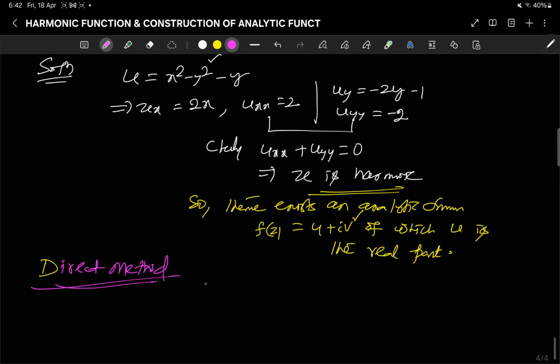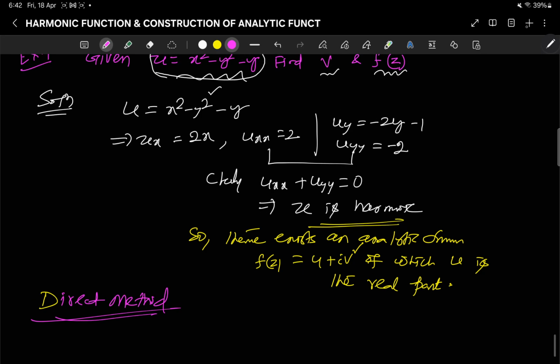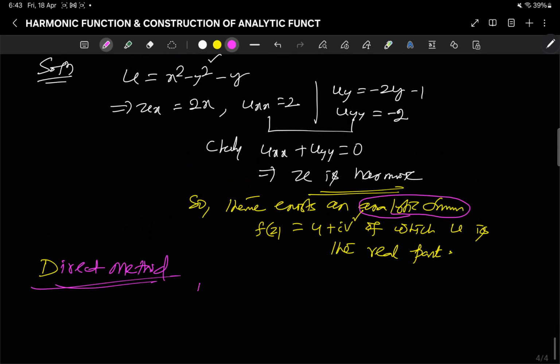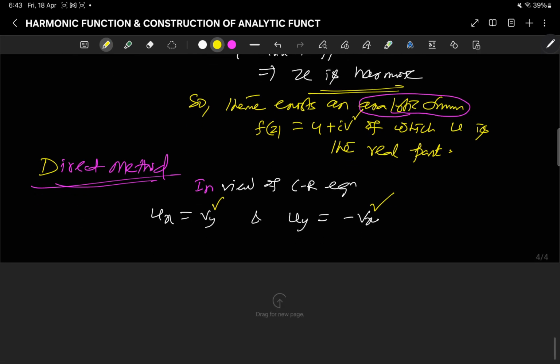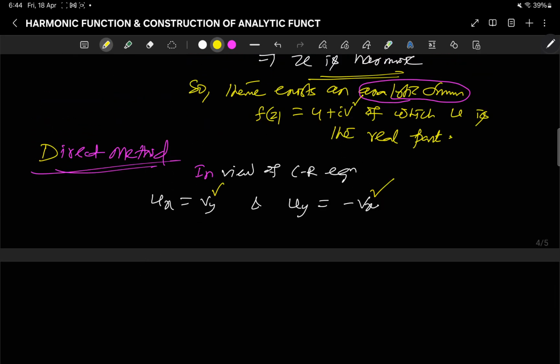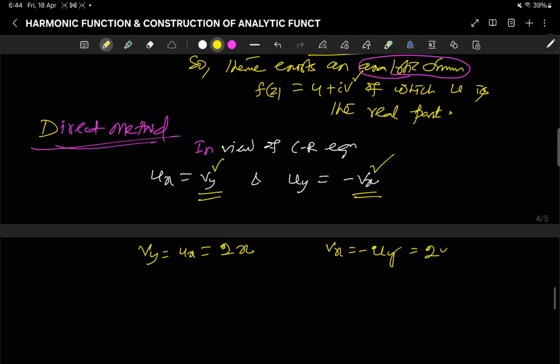By direct method, you have Ux is equal to Vy. Since this leads towards an analytic function, analyticity implies the Cauchy-Riemann equations. In view of the CR equations, here Ux is equal to Vy and Uy is equal to minus Vx. Now we have to solve in view of v. Now Vy is equal to Ux, we get 2x, and here Vx is equal to minus Uy, so this is 2y plus 1. Let this be my equation 1, and let this be my equation 2.